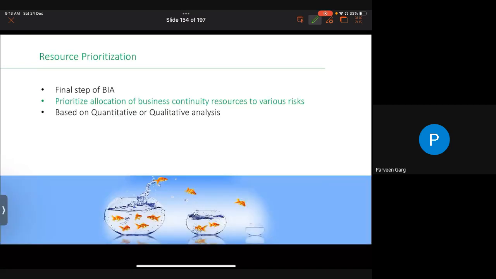And then you do a resource prioritization as to what is the resource that would be required for business continuity. So if you have analyzed that your website is premium, what is the backend? What do you require for making that backend functional even at critical failures? You will be able to give that out based on your quantitative and qualitative analysis, which we've already done in risk management. Okay.